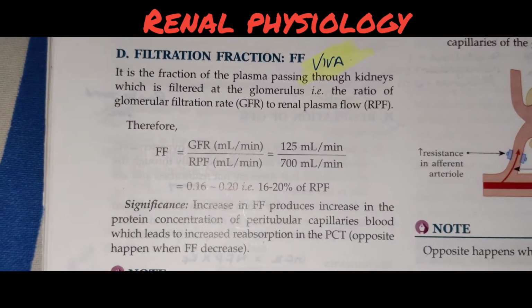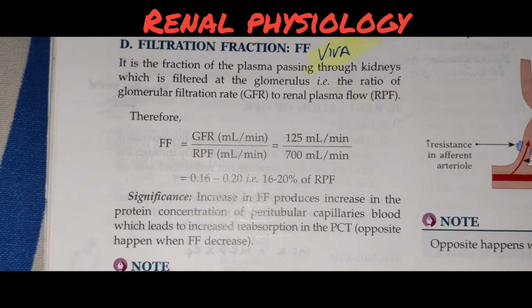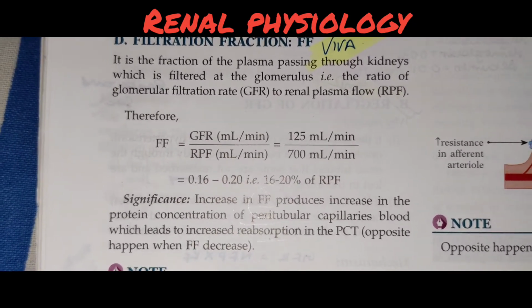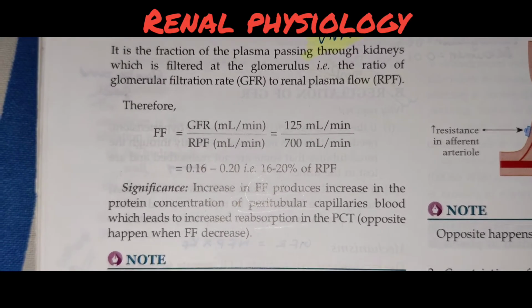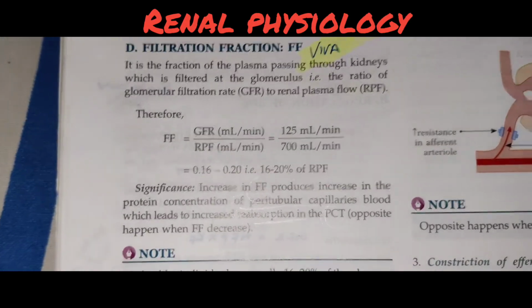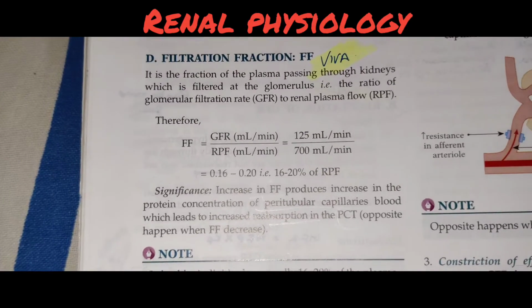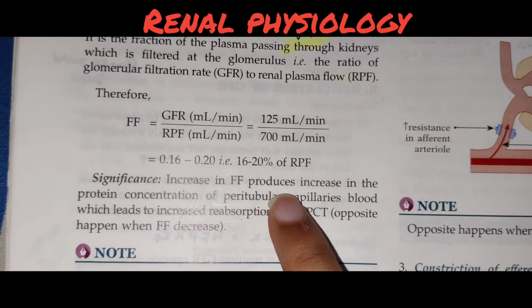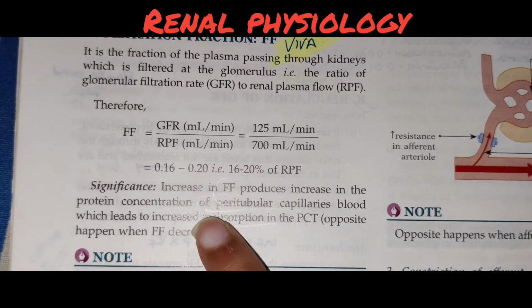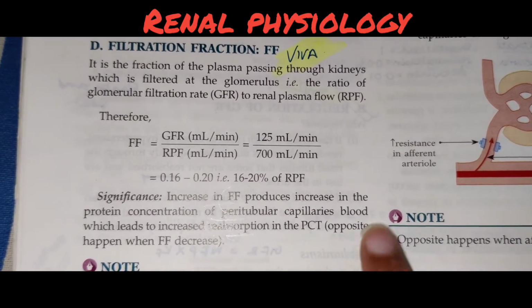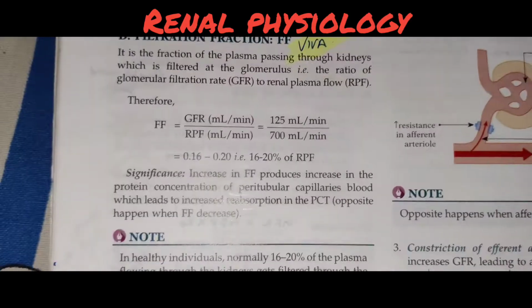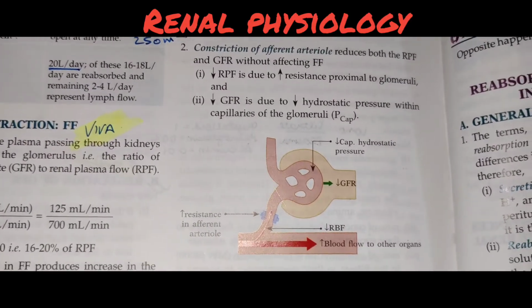So now another important topic is filtration fraction. Filtration fraction is the ratio of glomerular filtration rate to renal plasma flow, which is 20% of the renal plasma flow. So what is the significance? An increase in the filtration fraction will increase the protein concentration of the blood, which will lead to increased reabsorption in the PCT.